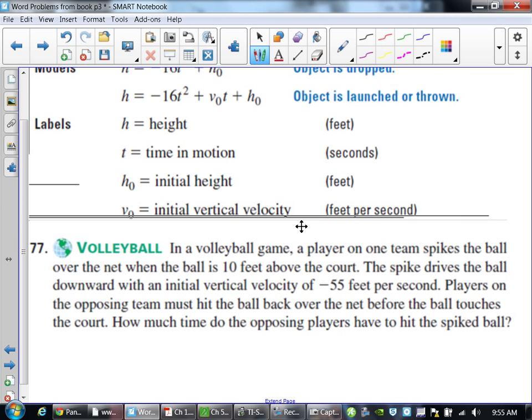So the height equals negative 16 t squared plus your initial velocity. That's what v sub o stands for. Times t plus your initial height. Oh, this is t, excuse me. What is the t? t is time.